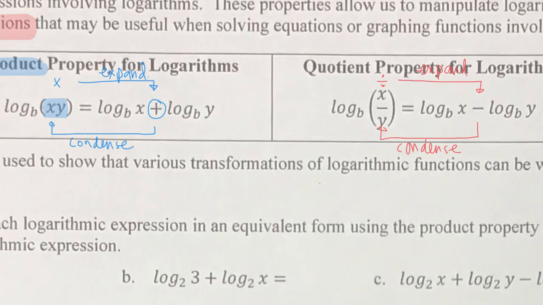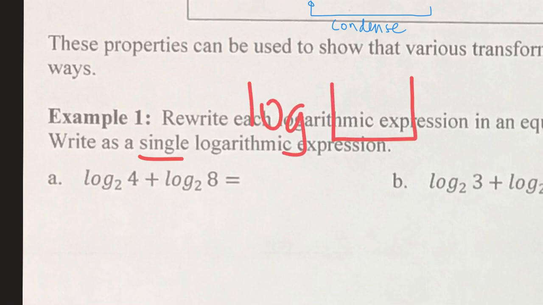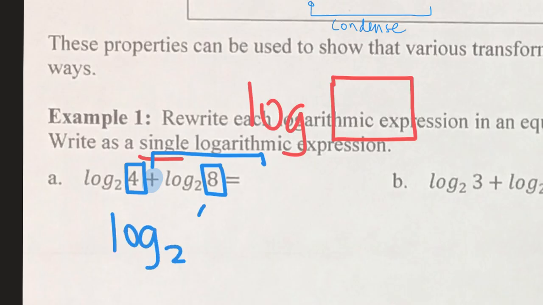So let's use these properties and condense. Write as a single log expression. That means the log of just one thing, one log, one word log in our expression. So I start off with what operation? Plus. I start off with plus. And plus becomes what operation when I condense? Multiplication. So that's going to be 4 times 8. I'm multiplying their arguments together. So log base 2 of 4 times 8.